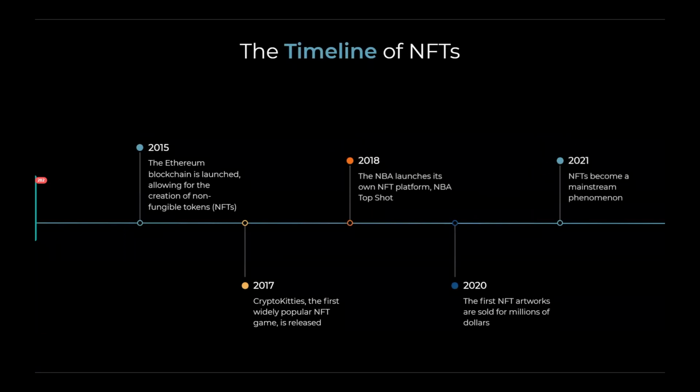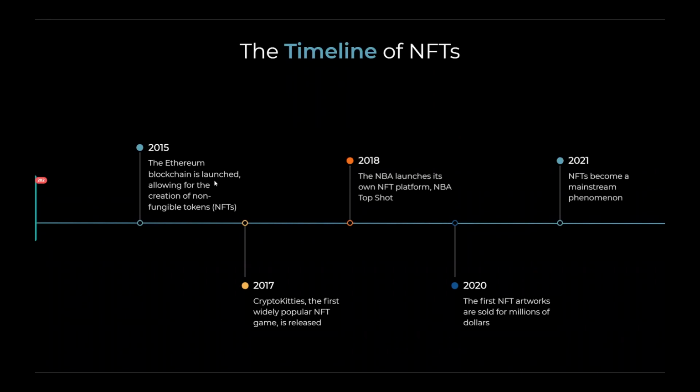So then the timeline of NFTs, right? Now, what happened was because of the smart contracts being used to launch NFTs, Ethereum is where NFTs were being built out, right? So 2015 was when Ethereum was launched. 2017 was when we had Cryptokitties becoming popular.